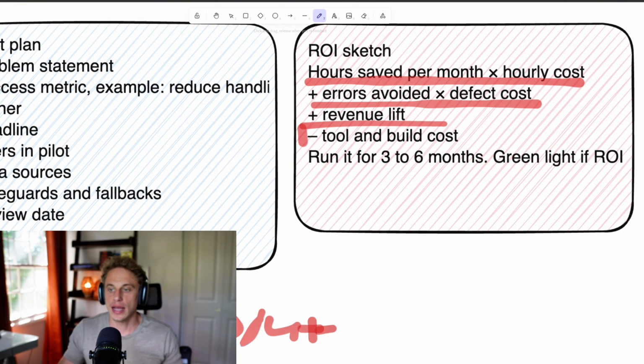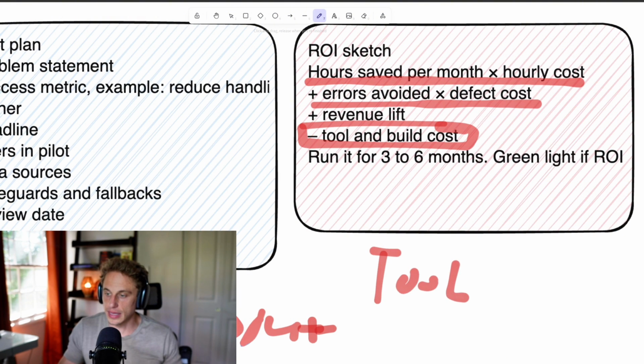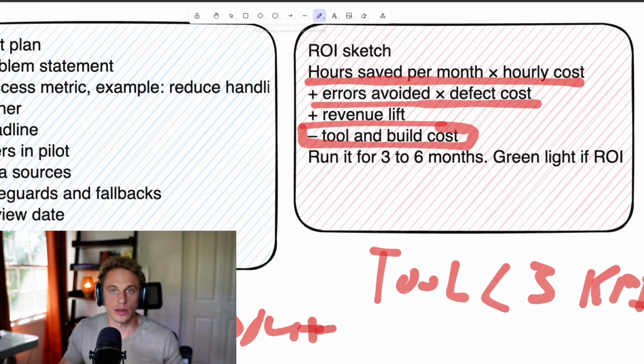Now, of course, how much is the tool and build cost? So you need to figure this out, and you need to compare it against these 3 variables. And if the tool cost is less than the 3 KPIs, then the project's a green light. We should move forward with it, and we should absolutely do it.